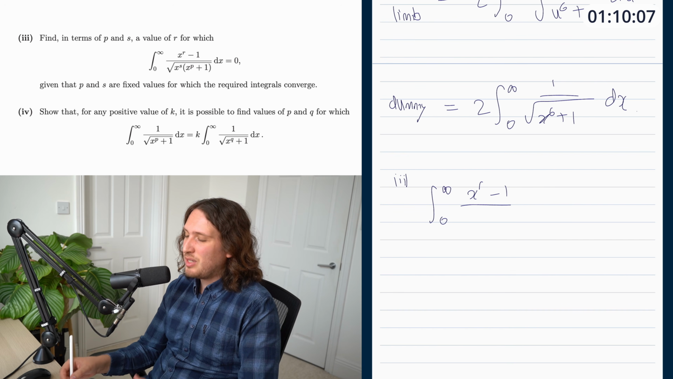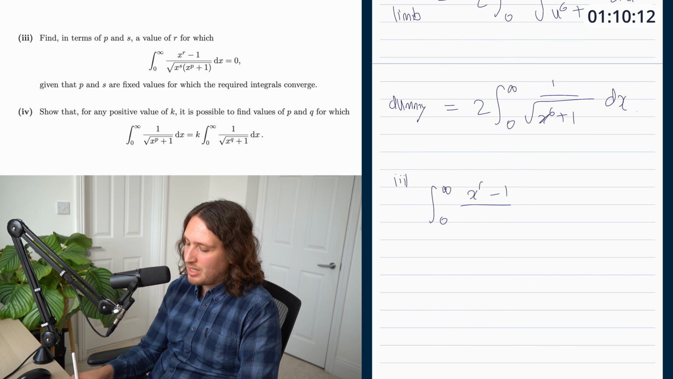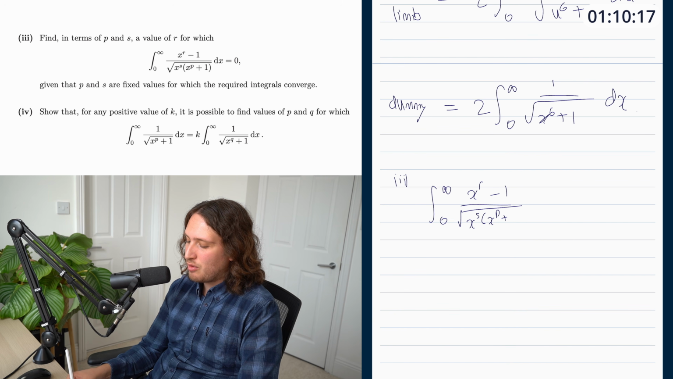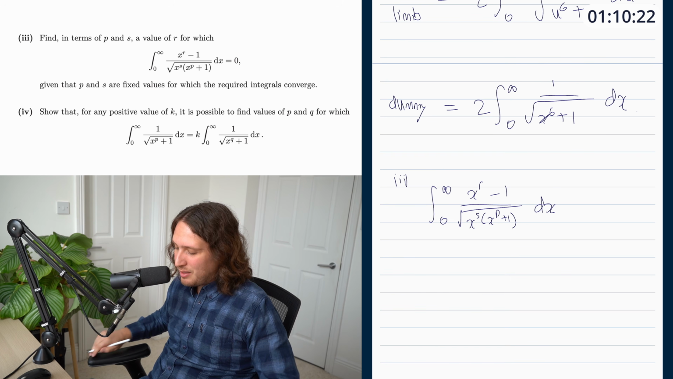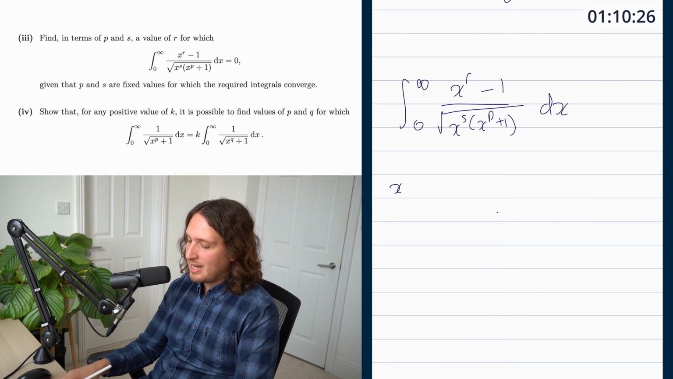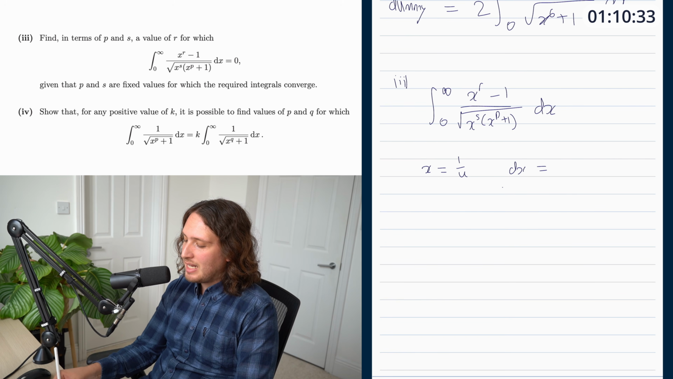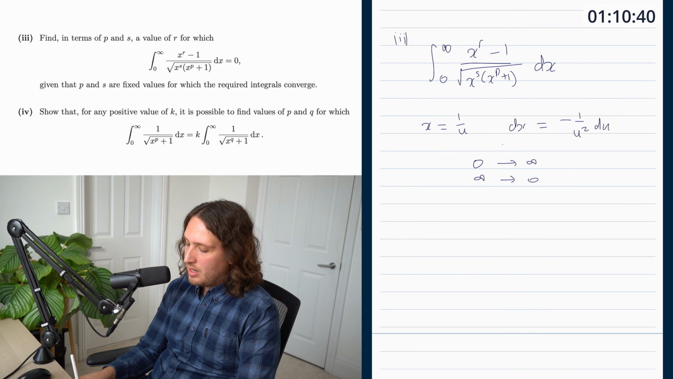But, I mean, substituting that thing from part 1, I can't really think of anything else they would possibly expect me to do here, other than maybe to repeat the substitution from part 2. But in part 2, I wasn't showing that something was 0. So this feels a bit more natural to me. So if I set x to be equal to 1 over u, again, I get dx is minus 1 over u squared du. 0 maps to infinity. Infinity maps to 0.